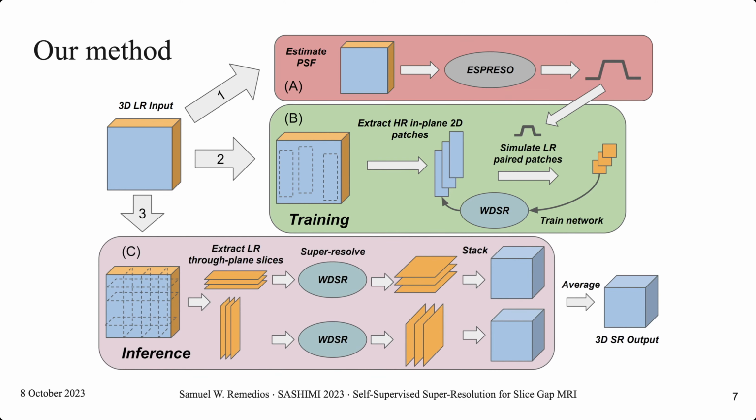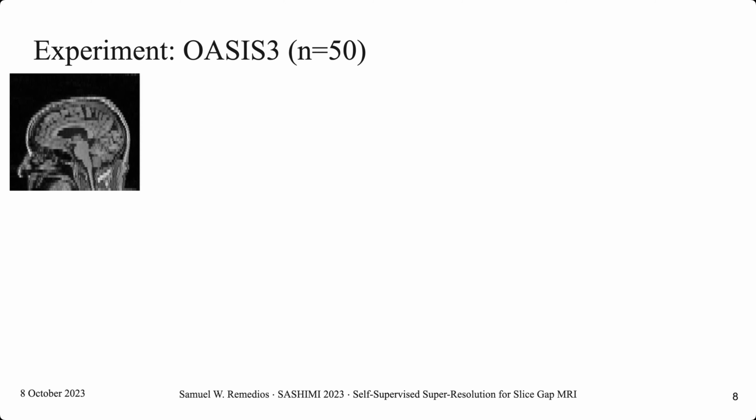Finally, once the model is trained, we can extract through-plane slices from both cardinal through-plane directions, and then independently super-resolve them. We then restack these slices into their corresponding volumes and average them to achieve our final result. To validate our method, we've designed an experiment where we had a ground truth.